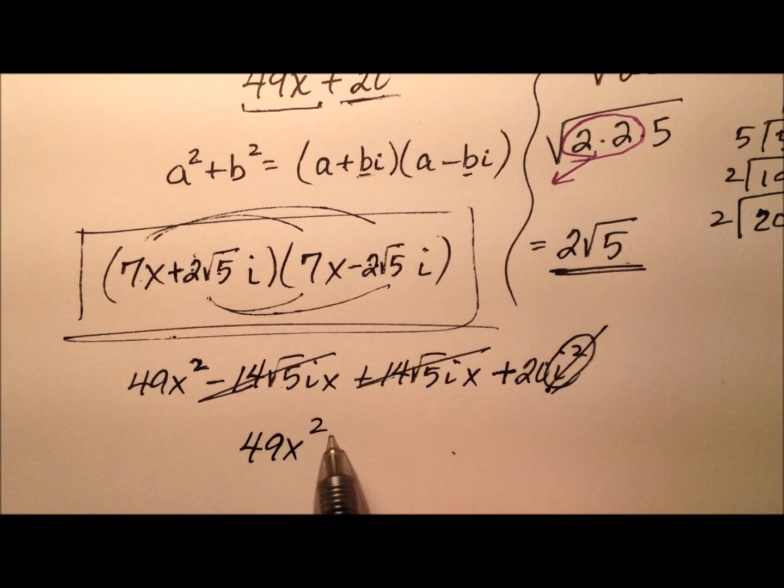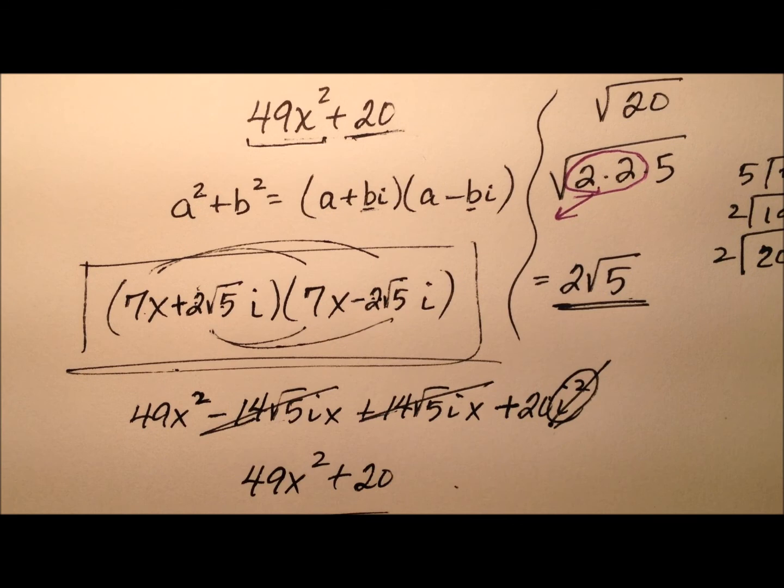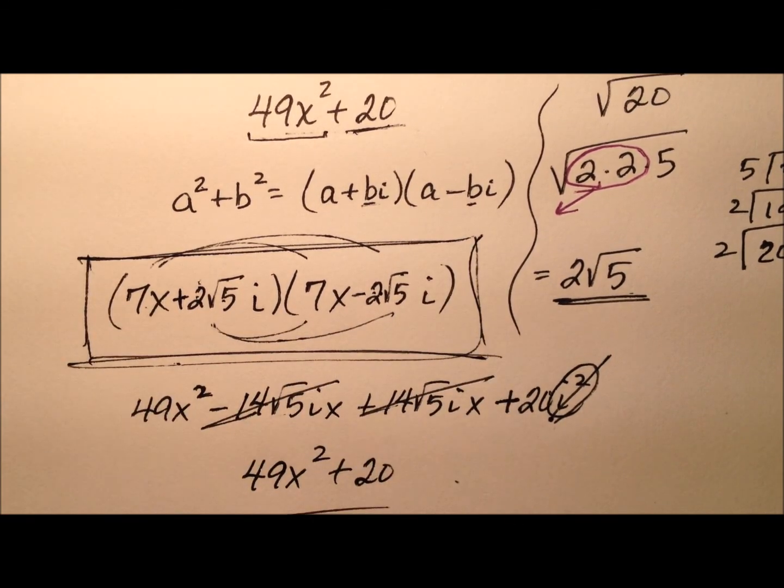So 49x squared plus 20. And we're back to where we started. So we know that this factorization using the sum of squares was correct.